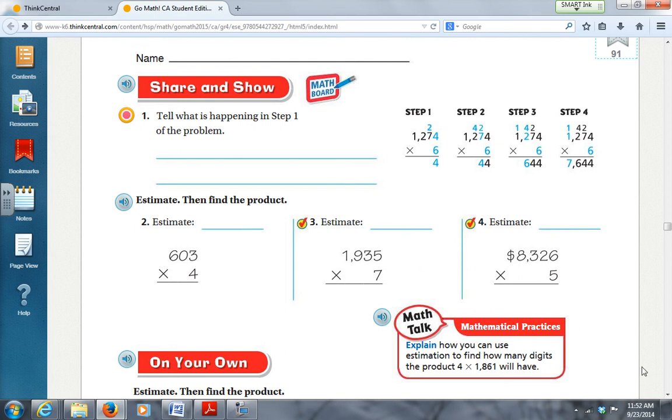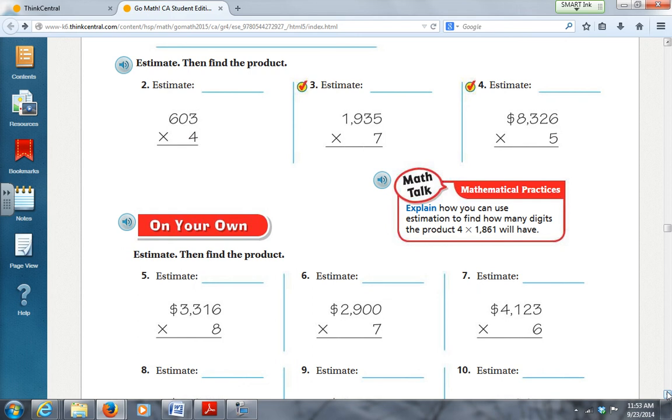All right, so let's look at these other problems. We got number 2, 3, and 4. We'll do them together, and you will do the rest on your own. All right, so 603 times 4, I first need to estimate. Jessica, what number am I going to underline to estimate? The hundreds place. Good. And I'm going to go next door, and it's a 0. What is it going to tell me to do, Jessica? Stay the same. So it's 600 times 4 is going to be my estimate. What's 6 times 4, Heather? 24. How many zeros am I going to add? Good. So my estimate should be around 2,400.